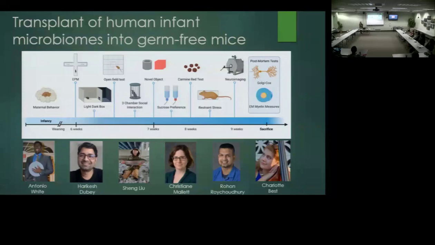My graduate student, Antonio White, is actually looking at how this might affect maternal behavior in the different groups. And then at about 6 weeks of age, they start doing a range of different behavioral tests that target anxiety and depression type phenotypes that our kids were too young for us to look at, but could become important later, as well as some things like the carmine red test, which tells you about gut motility, which again, we weren't able to look at directly in our kids. And then they had neuroimaging and were sacrificed, and we could do some post-mortem work. Again, not possible in the children.